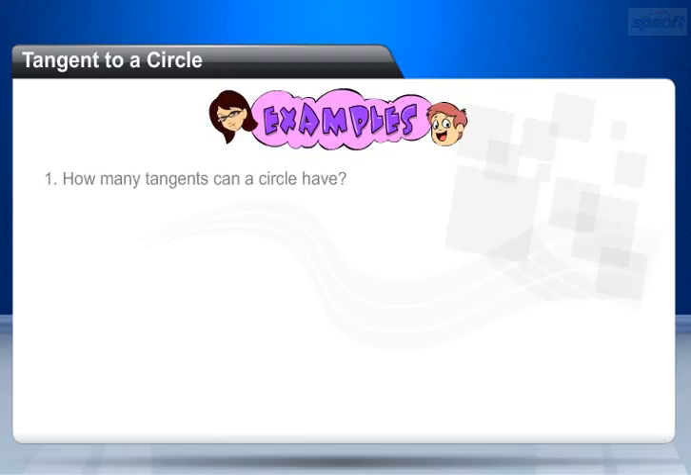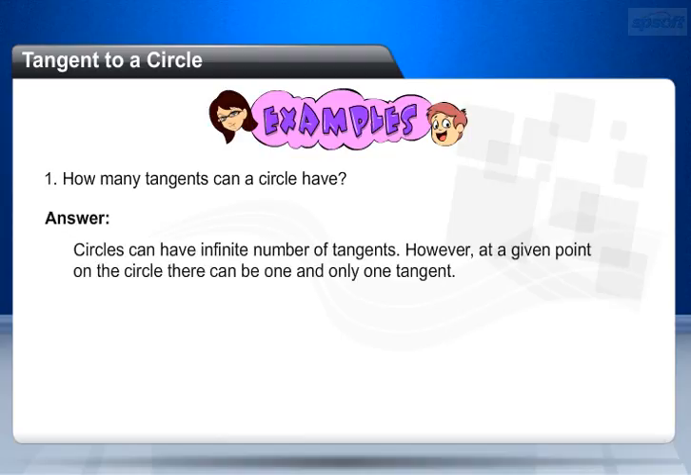Let's see some examples. How many tangents can a circle have? Answer: circles can have infinite number of tangents. However, at a given point on the circle, there can be one and only one tangent.